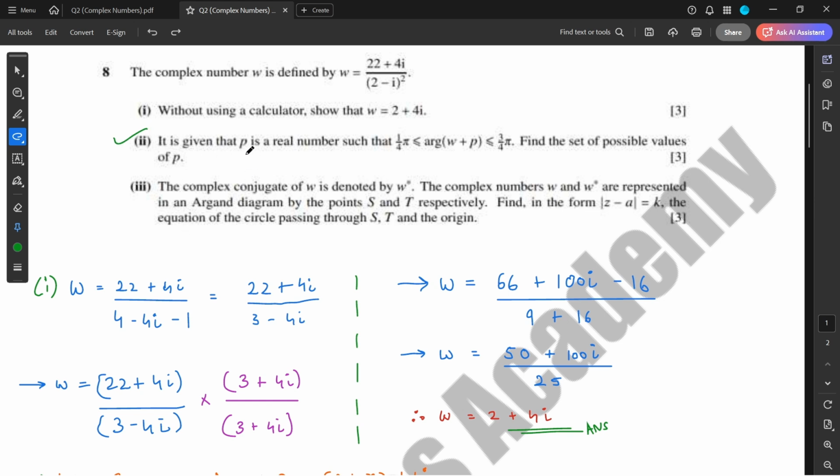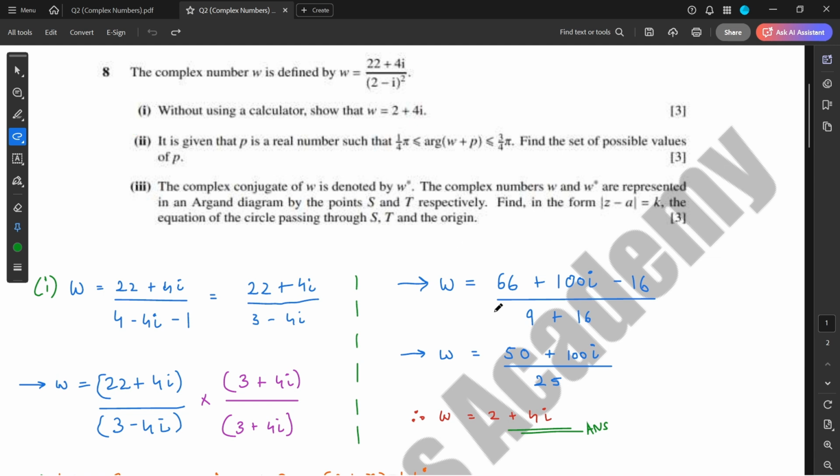It is given that p is a real number such that the argument of the complex number w plus p is always going to lie between pi by 4 and 3 pi by 4 inclusively. Now we are asked to find the set of possible values of p. This is for 3 marks, and if you haven't given an attempt to this question already, it's time to test your knowledge and see, based on your current understanding of complex numbers, if you are able to solve this question or not. So pause the video over here, and come back once your solution is ready.